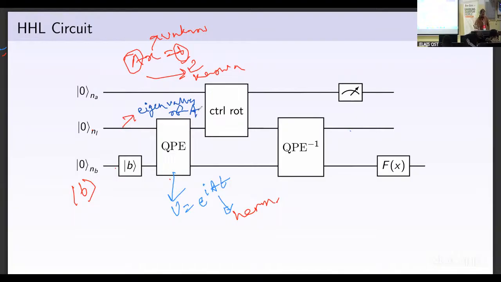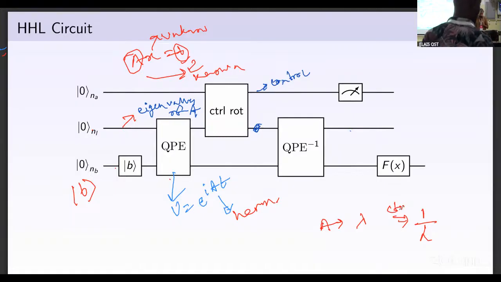The next step is a control rotation. Well, this is the control, and this is the target. So the target contains the eigenvalues of the matrix A. What control rotation essentially does is it inverts the eigenvalues. So say the eigenvalue of A, if I call it lambda, after rotation it just brings it to 1 by lambda. So this is after control rotation.